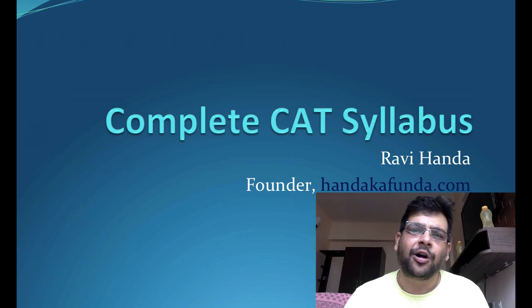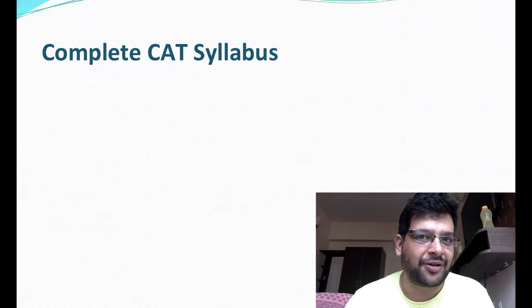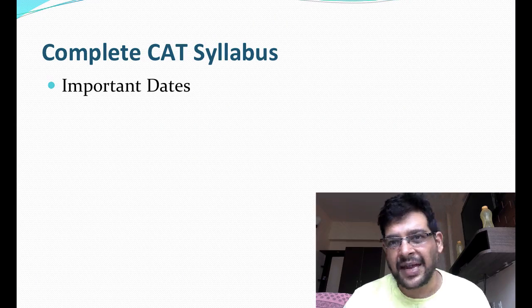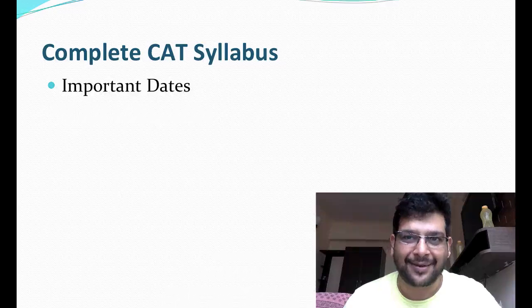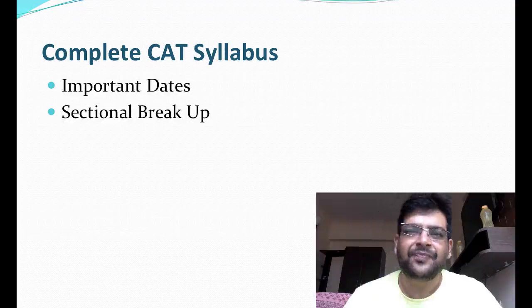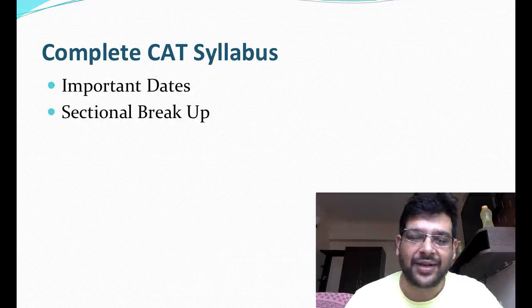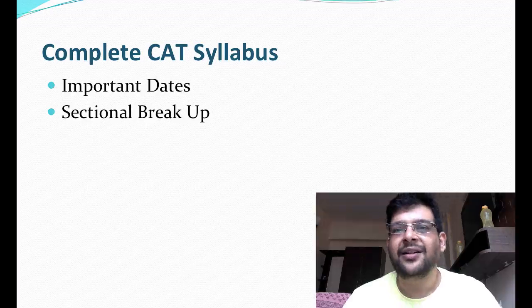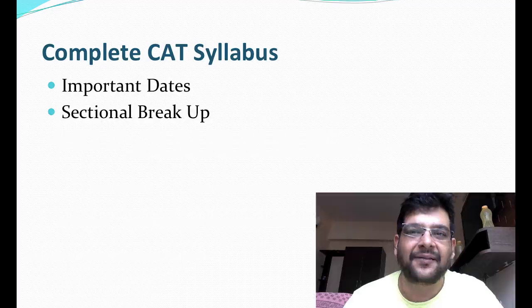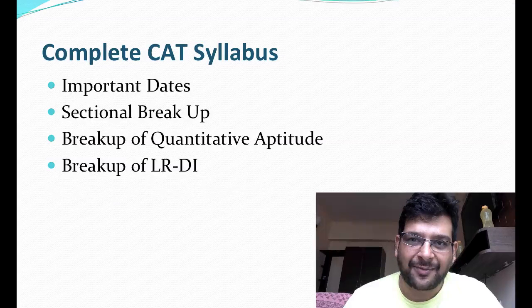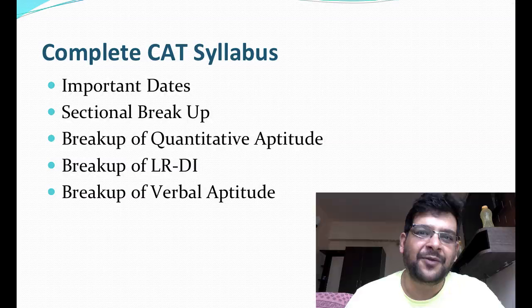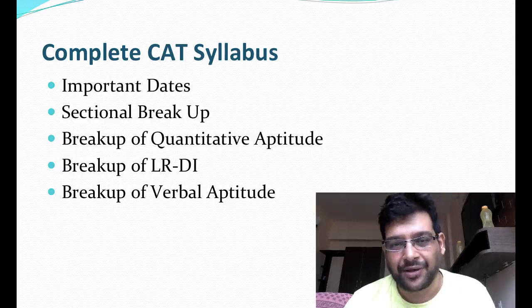And today I am here to talk about the complete CAT syllabus. Now, as you might know, the notification got released a few days ago, and today we'll talk about the important dates from the CAT 2016 exam perspective. The sectional breakup: there are going to be three sections. What do they contain? How much time is allocated? What will be the number of questions in them? Stuff like that. The breakup of the quantitative aptitude section, the breakup of the LRDI section, and the breakup of the verbal aptitude section. So in this 10-minute odd video, these are the things that I'm planning to discuss.